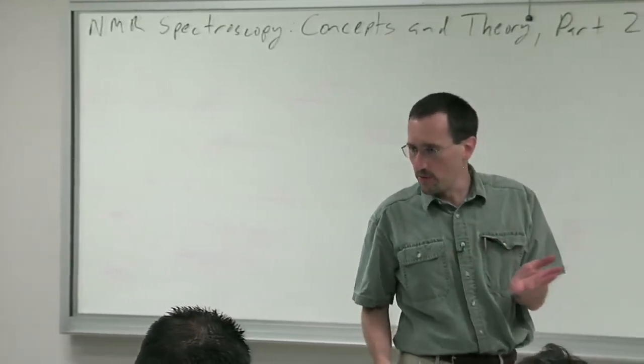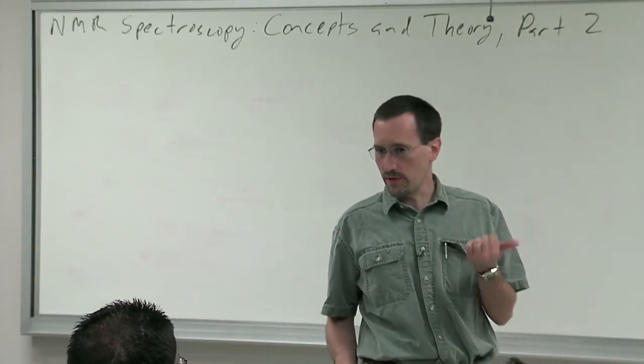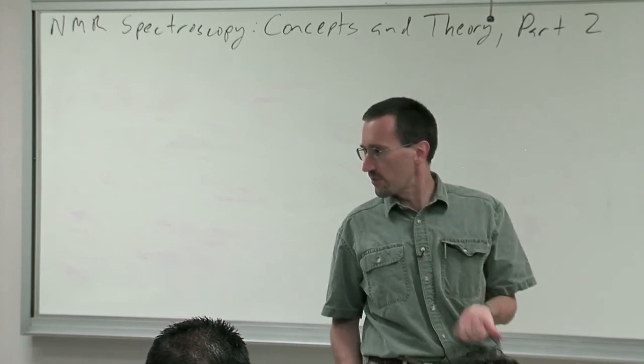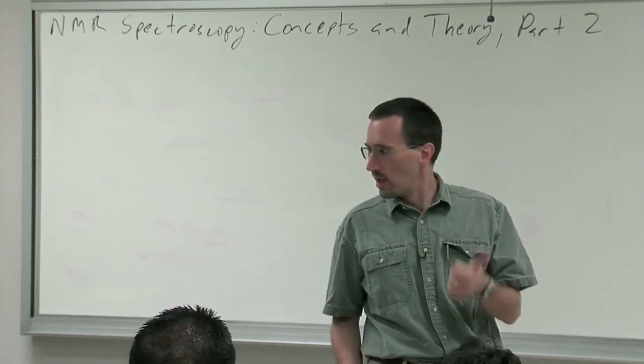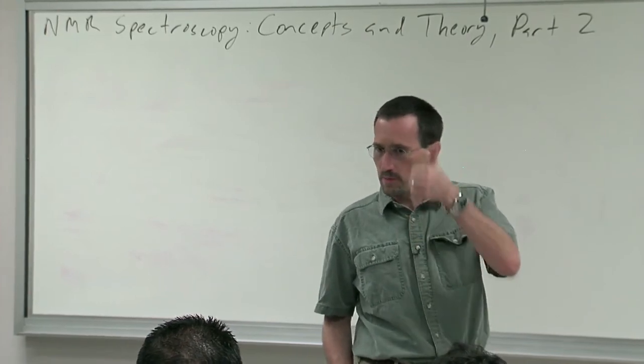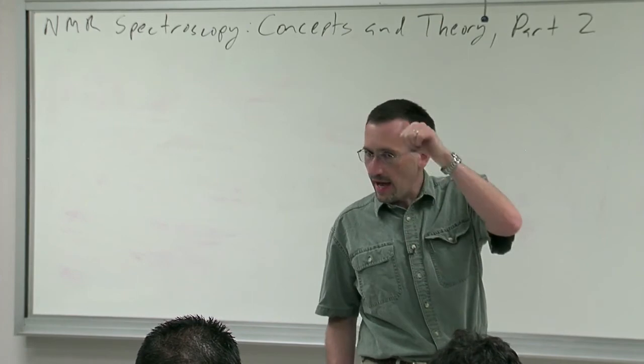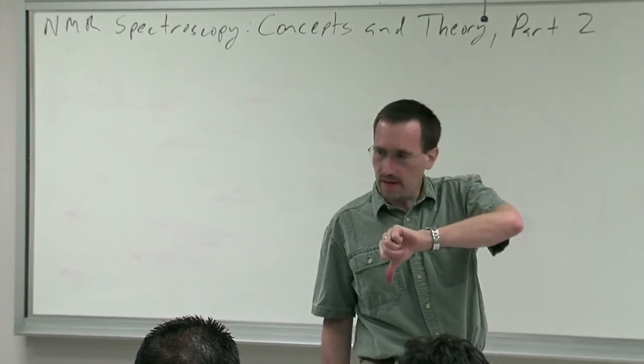All right, so when we last left things, we had said that there are two spin states for a dipolar nucleus like a proton or C13. There's spin up and spin down. And if you have an applied magnetic field, there's a small energy difference between the spin up state, what we're calling the alpha state, and the spin down state, what we're calling the beta state.